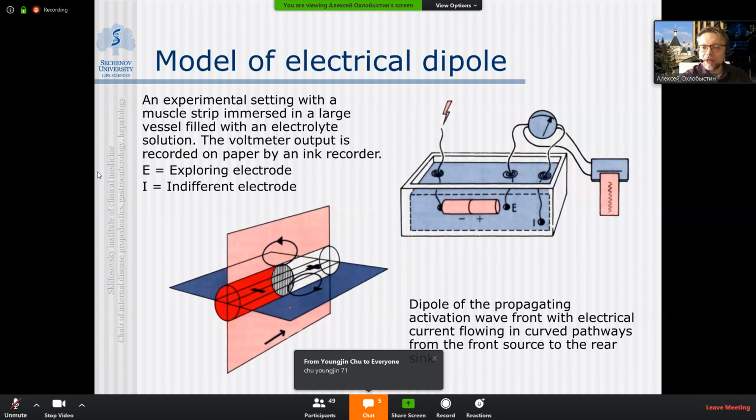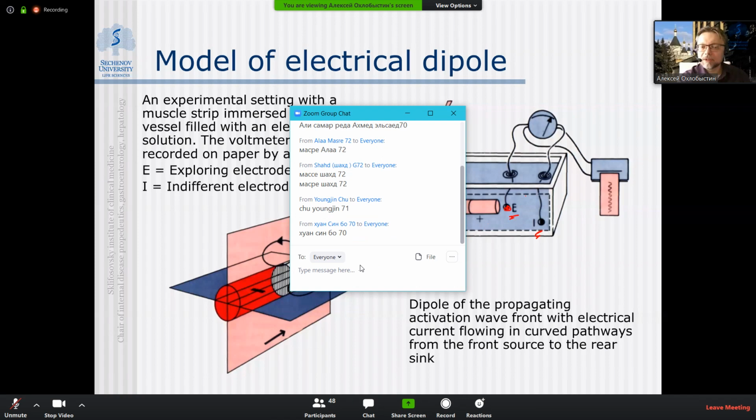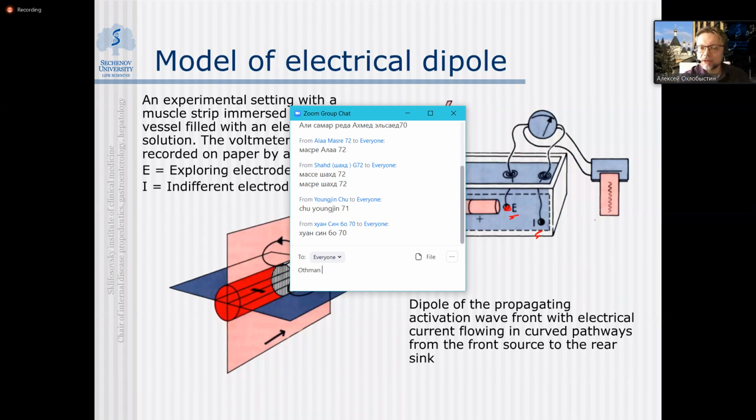So again, what are we actually measuring during the ECG? In the ECG, we have an active electrode, also called the exploring electrode, electrode E, and electrode I, which is the indifferent electrode that represents the total charge. For instance, in a setting where the heart is represented by a piece of muscle in a tank with electrolyte, it represents the total charge of the electrolyte. What will the exploring electrode measure? It will measure the change in potential difference in time.